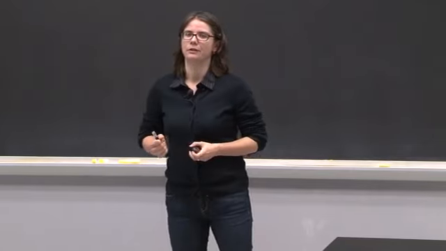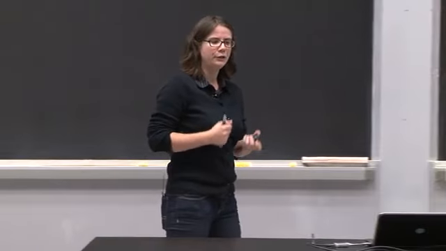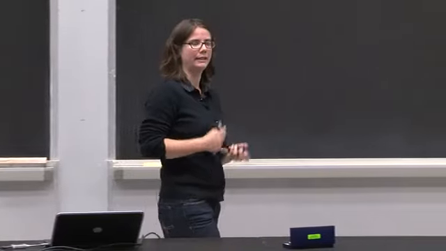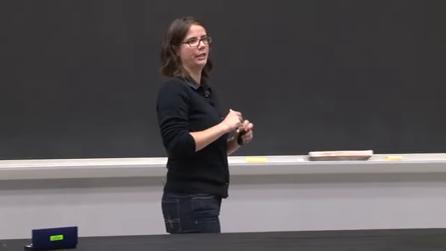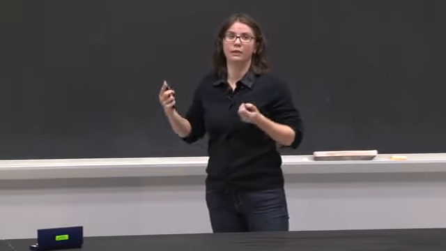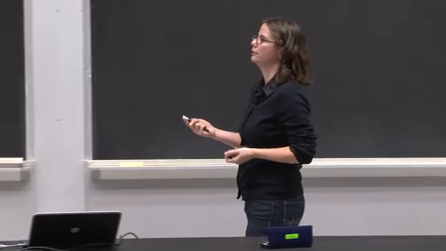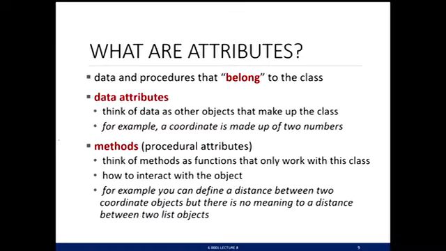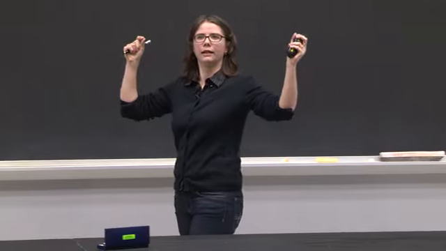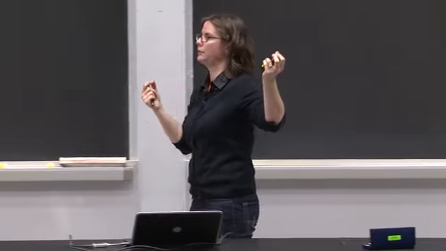And procedural attributes are better known as methods. And you can think of a method as a function, except that it's a function that only works with this particular type of object, so with a coordinate object in this case. Okay? So the methods are going to define how you can interact with the object. So in a list, for example, we've said that you can append an item to the end of the list. We can sort a list, things like that. So when you're defining methods, you're defining ways that people can interact with your object. So for example, for a coordinate object, we can say that we can take the distance between two coordinate points. Okay? And that's going to be a way that you can interact with two coordinate points.